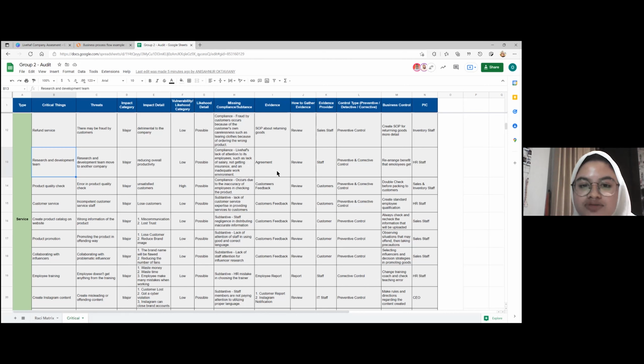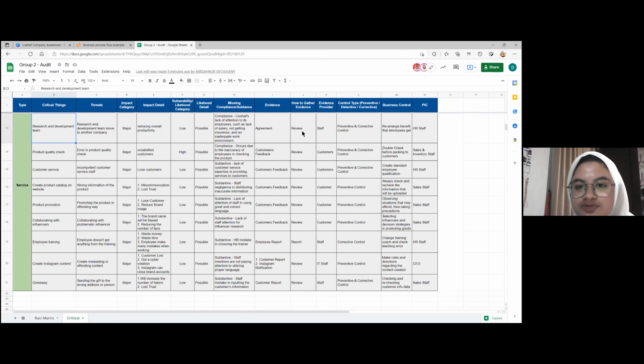And the evidence would be from the agreement between the research and development team and HR, and how to gather this evidence is from a review provided by staff, and the control type would be preventive and corrective control through rearranging the benefits that employees get. The PIC would be the HR staff.